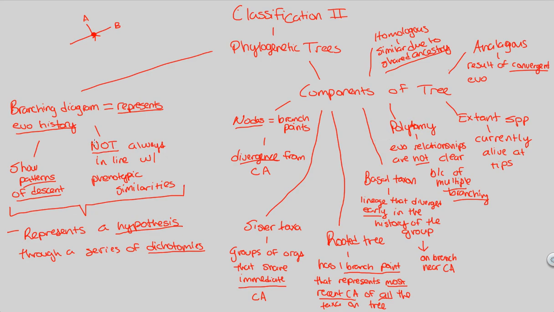We went over the idea of a branching diagram representing these phylogenetic relationships. All of this is a nice hypothesis to represent branching points, dichotomies, and we have these many components of a tree. Finally, I highly suggest you look at figure 26.5 in your textbooks to really drive home all of these points that we mentioned about phylogenetic trees.